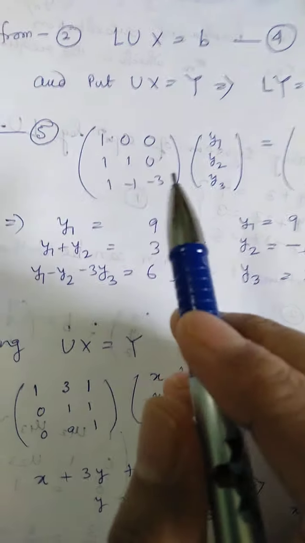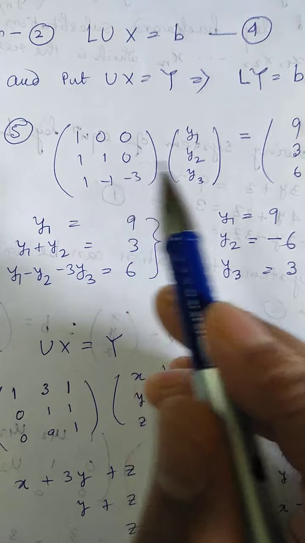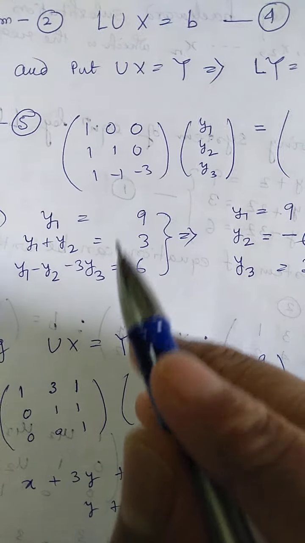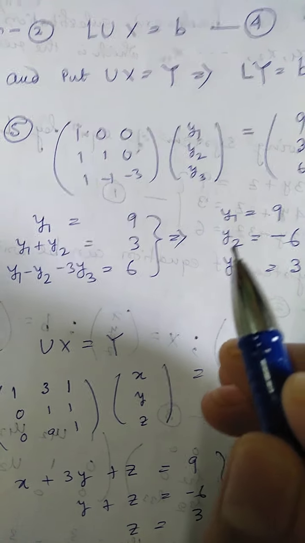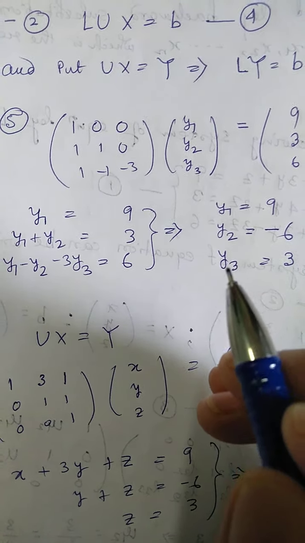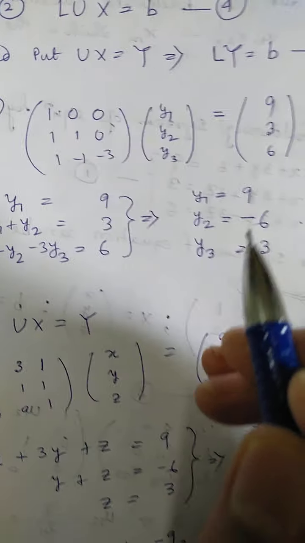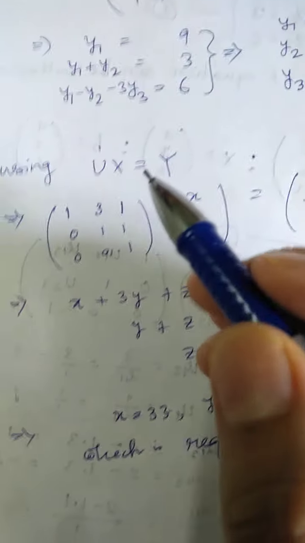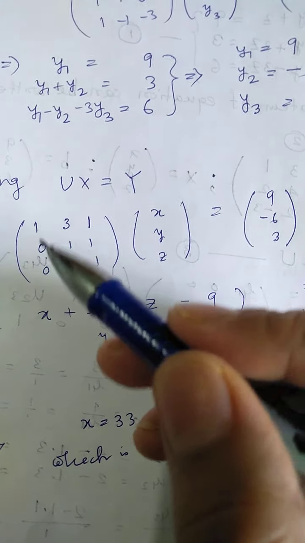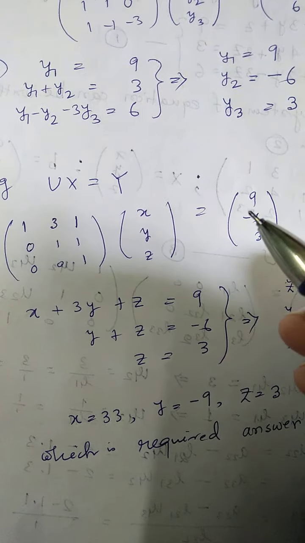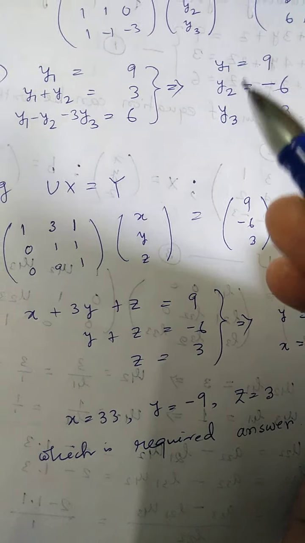So by forward substitution we multiply these two, which equals the right hand vector. By forward substitution, y1 is given, then put y1 so that we get y2, and put y1 and y2 so that we get y3. So we can find the whole y matrix, and at last we should use Ux equals y. The U matrix we already have, x is (x, y, z), and the y matrix we found from here.